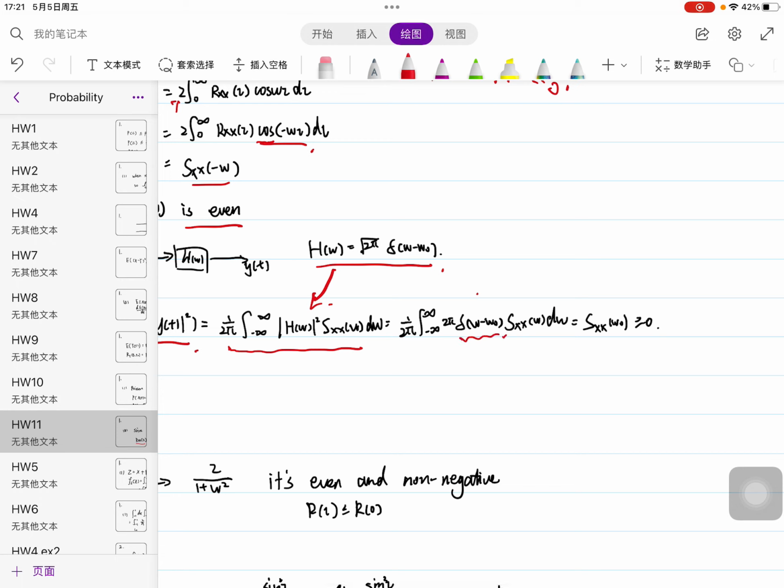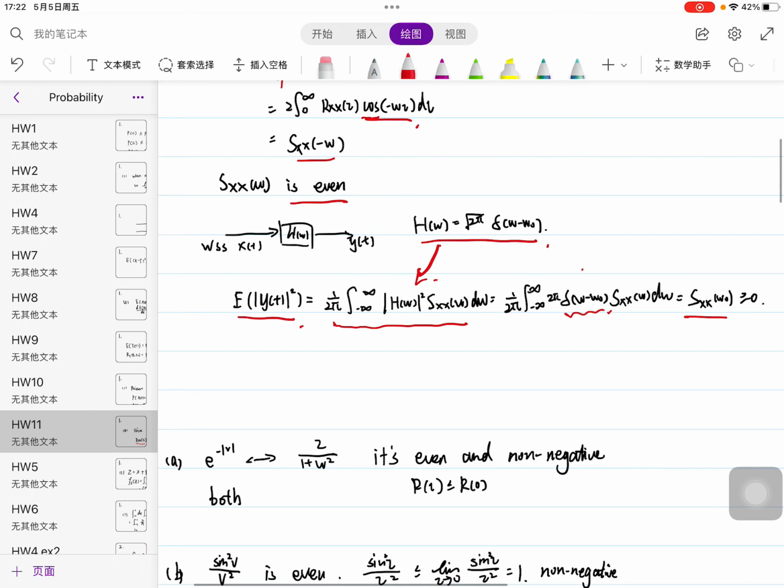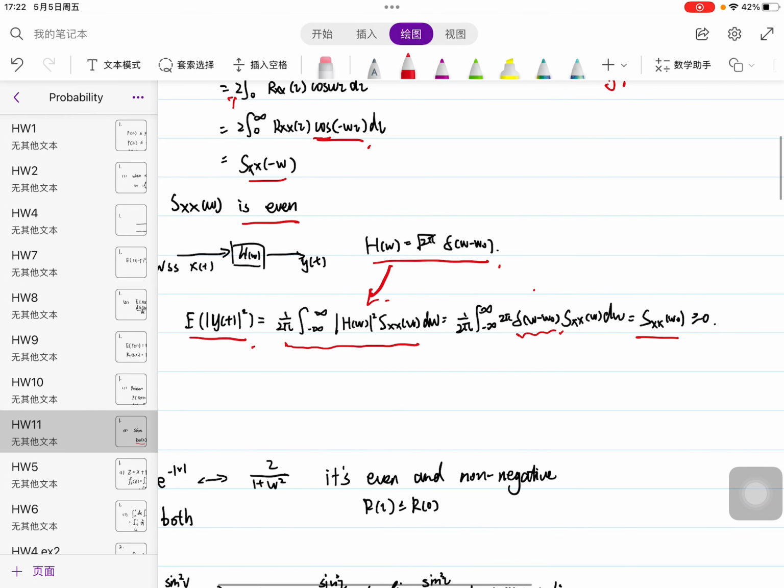And with the property of the delta function, it equals the power spectral density at omega 0, and we know that it is larger than or equal to 0. So we know that it is non-negative. Yeah.